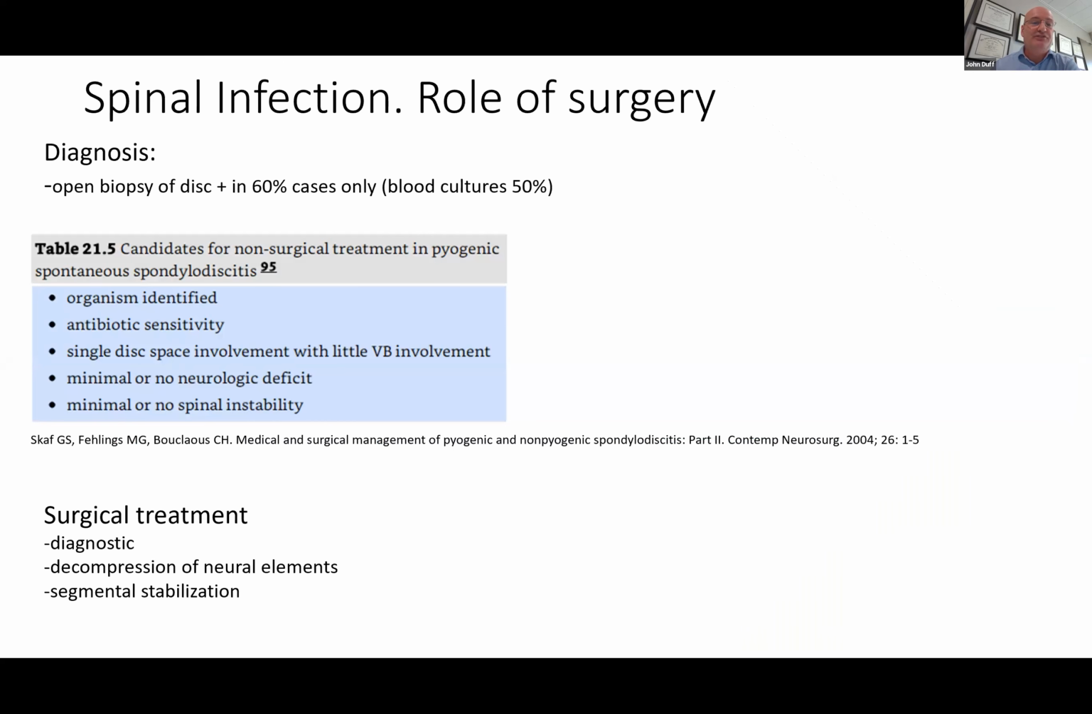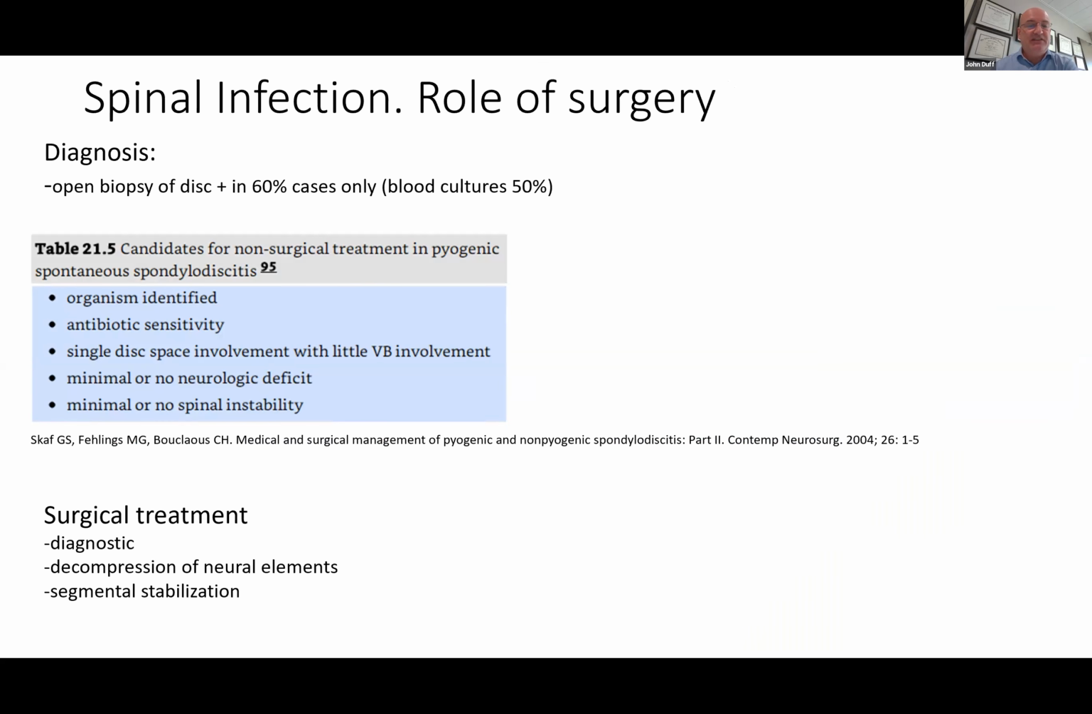So what is the role of surgery? Well, diagnosis is one thing. So open biopsy is sometimes necessary. Blood cultures can give you an organism in about half the cases, and you can increase the yield up to about 60%. So even with an open biopsy, we often don't get an organism isolated.